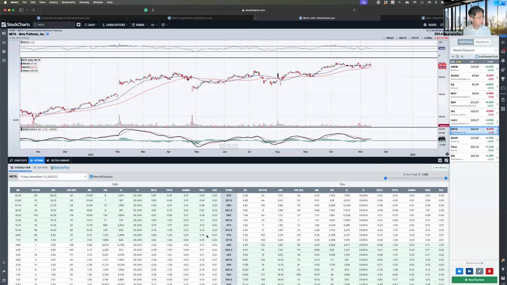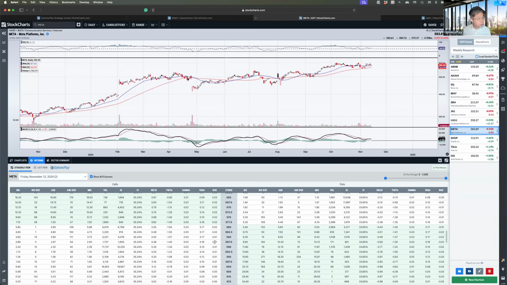you're basically looking at a chart like this and a chain like this to figure out, okay, Meta's trading around that 583. It's got resistance at 600. How do I think about structuring a trade like this? Do I buy a debit spread that's seeking that breakout above 600? Do I trade just a simple call option?